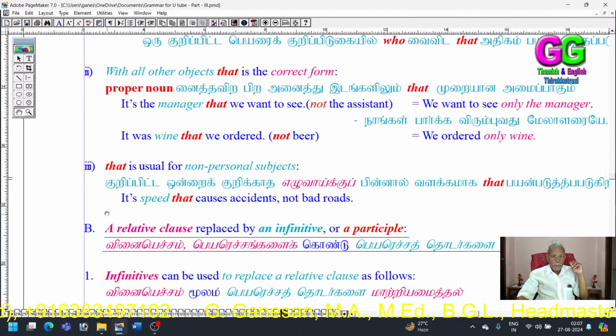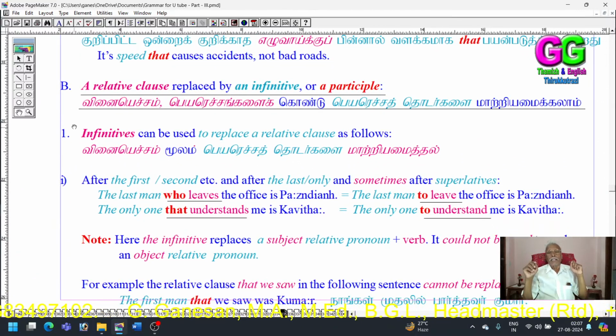Then, secondly, my dear students, we can use infinitive and participles to replace a defining relative clause. Using infinitive or present participle, we can replace a defining relative clause. First, we are going to see what are the rules to replace a defining relative clause using infinitive. Let us see.